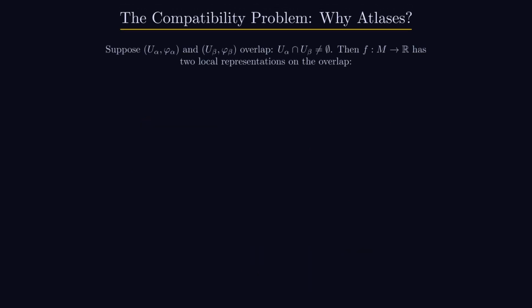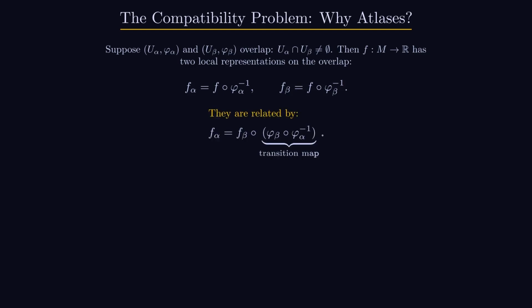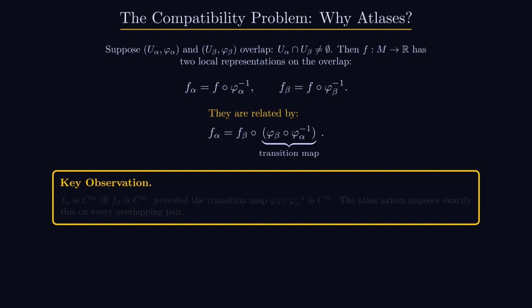Suppose two charts, U alpha with phi alpha and U beta with phi beta, overlap. That is, their domains have a non-empty intersection. Then a function f from M to R has two local coordinate representations on that overlap. Namely, f alpha equals f composed with phi alpha inverse, and f beta equals f composed with phi beta inverse. They are related by f alpha equals f beta composed with the transition map, phi beta composed with phi alpha inverse. F alpha is C infinity if and only if f beta is C infinity, provided the transition map is C infinity. The atlas axiom imposes exactly this condition on every overlapping pair of charts.